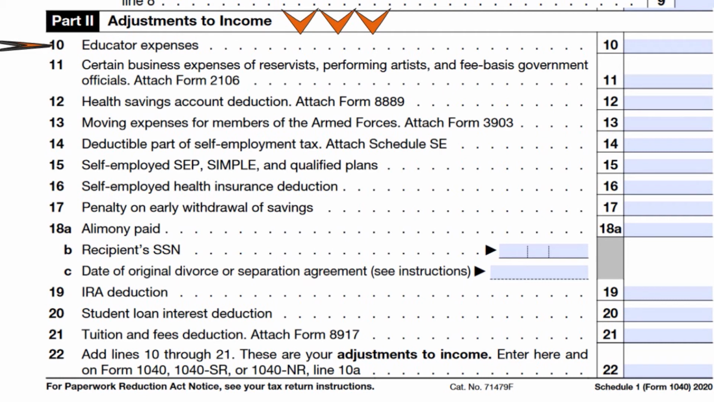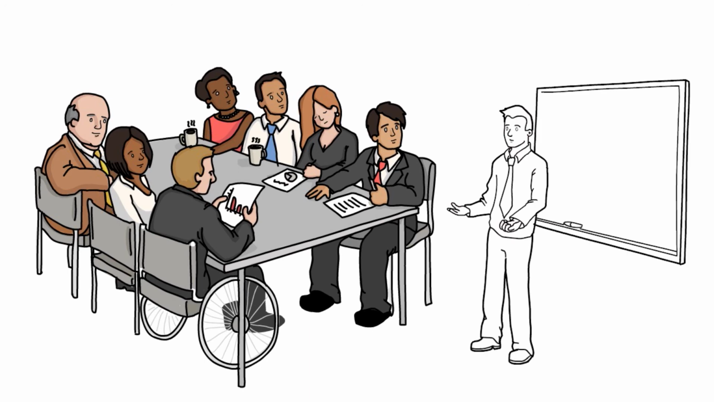All right, so line 10, you can report on line 10 here. You can report educator expenses you paid during the year up to $250. And again, this includes things like books, classroom supplies, computer equipment, or other materials you pay for out of pocket. And you can also include the cost of professional development courses you took if they were related to the curriculum you teach.